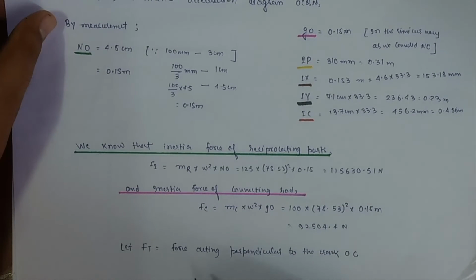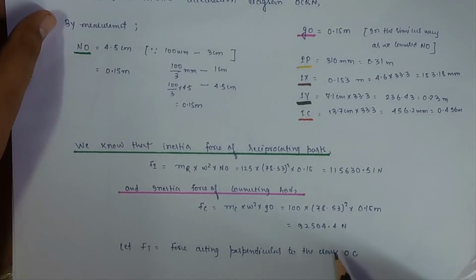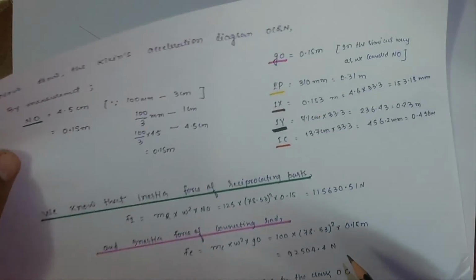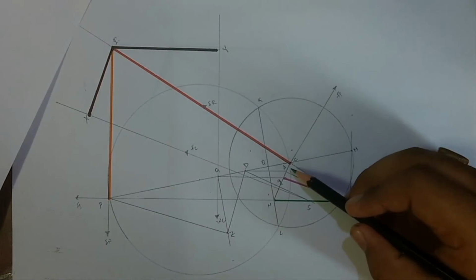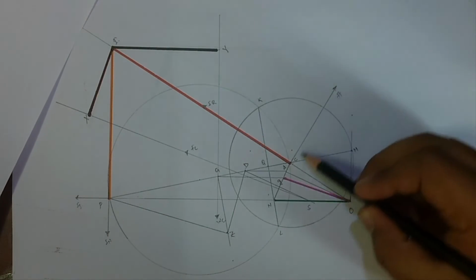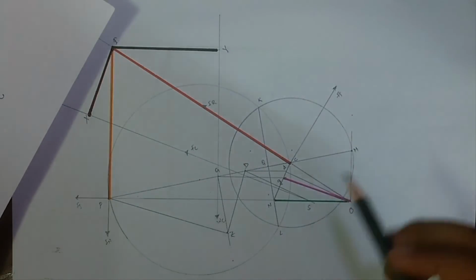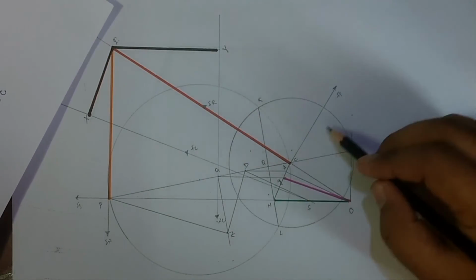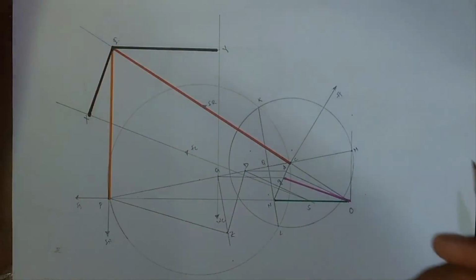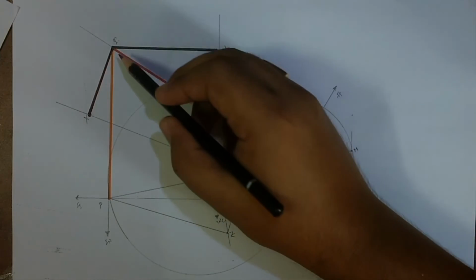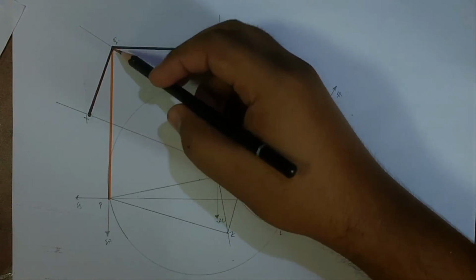Now force acting perpendicular to the crank OC. From figure we see here clearly Ft is the force acting perpendicular to the crank OC. OC is our crank and CP is our connecting rod. So the force acting perpendicular to OC is Ft. Now what we have to do? We have to take moments about point I. This is our point I. We have to take moments about this point.